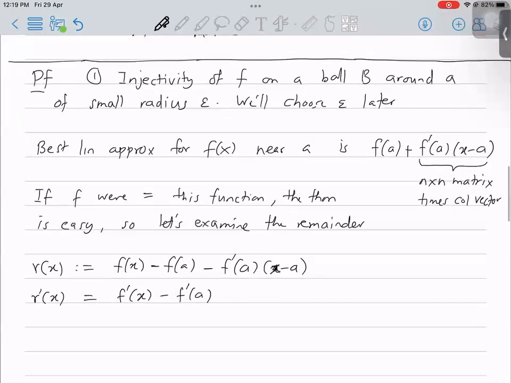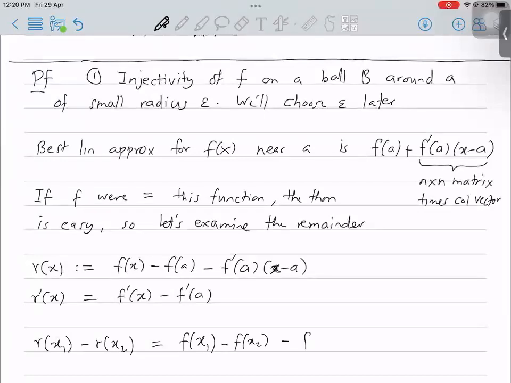So I could have taken. So first, let me write this down. I want to show injectivity of f, right? So let us see how r behaves when I take differences. So r of x1 minus r of x2. What is that equal to? It is f of x1 minus f of x2 minus f dash a into x1 minus x2. Correct. So I'm calculating the difference between values of r, that is, f prime of x1 minus f prime of x2 applied to the differences.